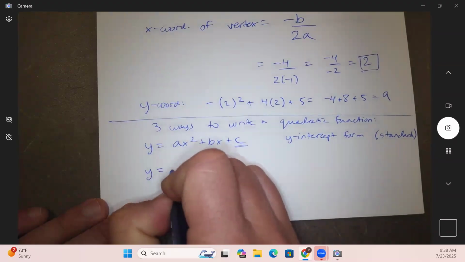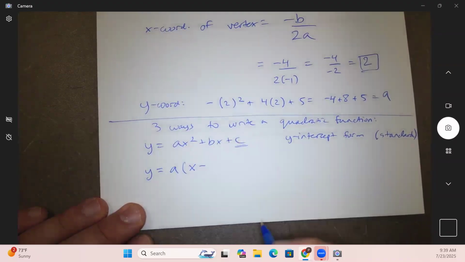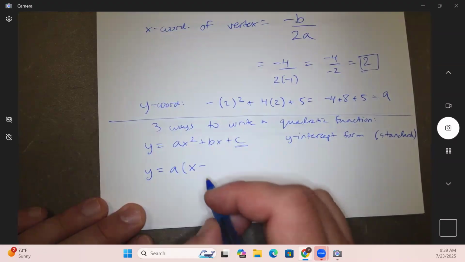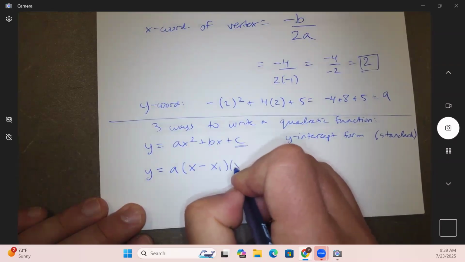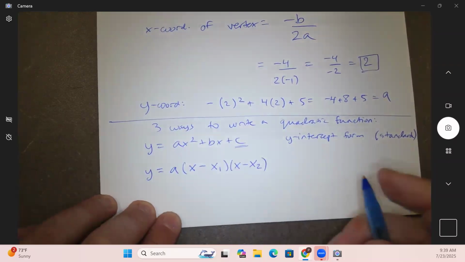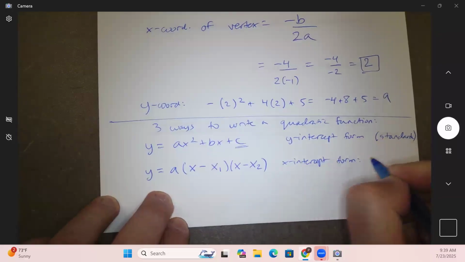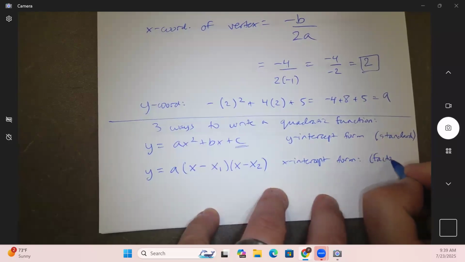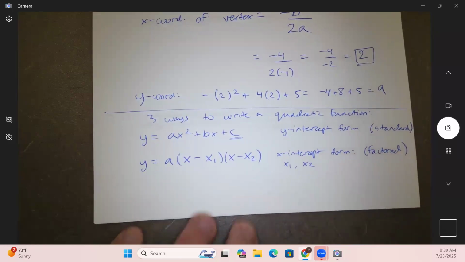The second way, we still need that a, because that's our leading coefficient that tells us if it opens up or opens down. a times (x minus x1) times (x minus x2). This is x-intercept form, often called factored form, because the x-intercepts are x1 and x2. You can just read them right off. If you see an x plus, it means the x-intercept is a negative number.